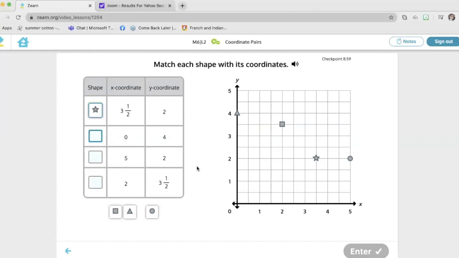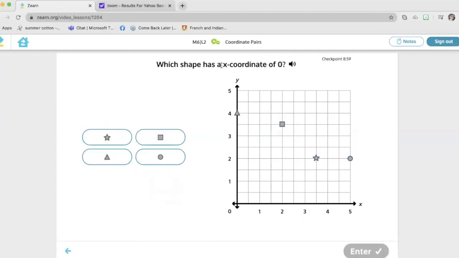Okay. My next plot would be at 0, 4. So I know that 0 would be my x, and then I would go up 4. 1, 2, 3, 4. That's going to be the triangle. I have 5, 2. So I'm going to go over 5 and up 2. 1, 2. That's going to be our circle. And then that leaves our square at 2, 3.5.